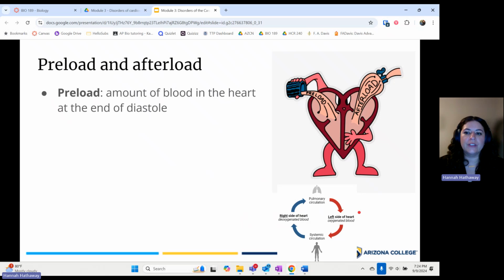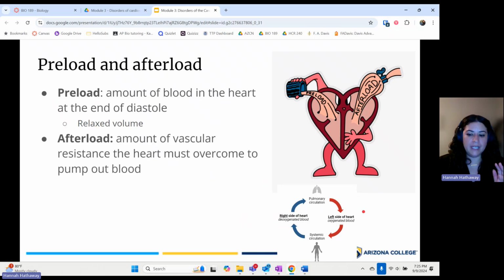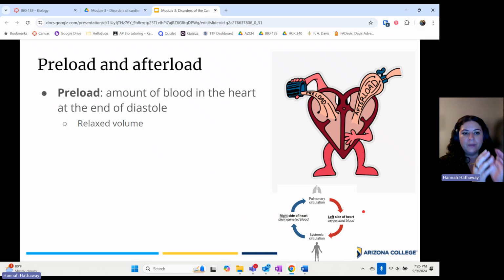And then the last concept that is important to remember is preload and afterload. So you're not necessarily going to need to use these terms in patho, but understanding what they are and how they can contribute to disease is going to be important for understanding things like heart failure. So preload is the amount of blood in the heart at the end of diastole. So meaning essentially once that heart relaxes and expands, how much blood gets into the heart. So that would be the relaxed volume. If there's something going on where the heart isn't able to relax all the way, that's going to cause a problem because the heart won't be able to fill with enough blood. And so that's going to cause downstream effects.